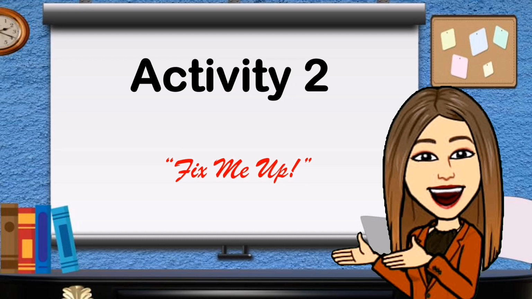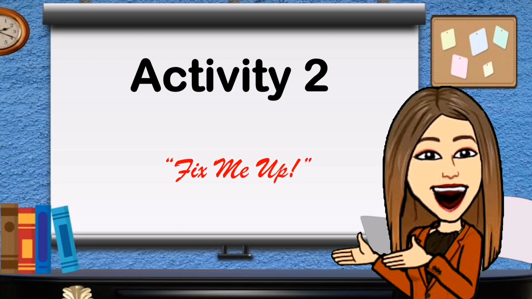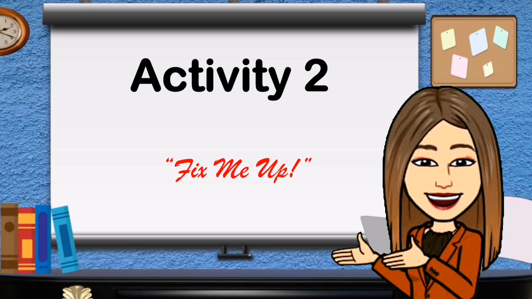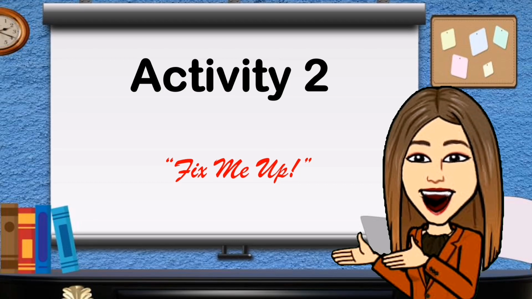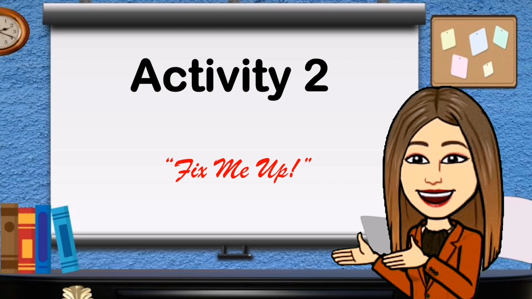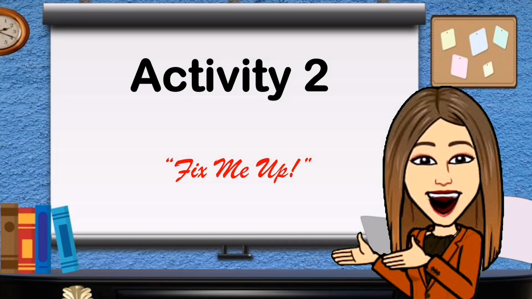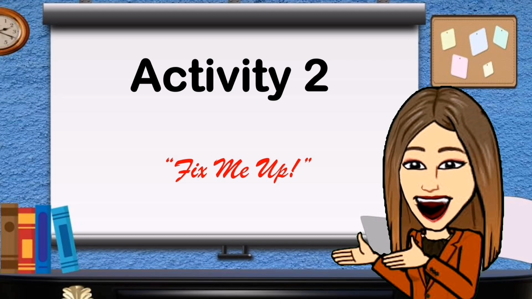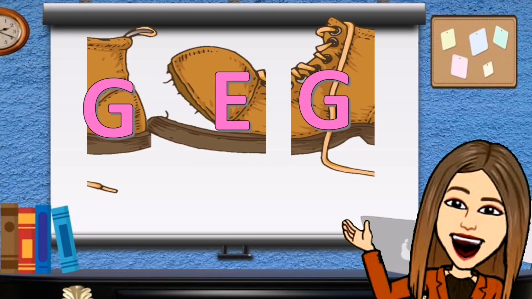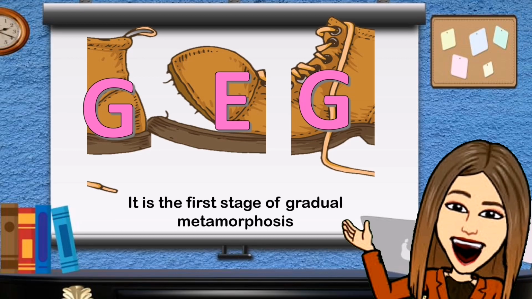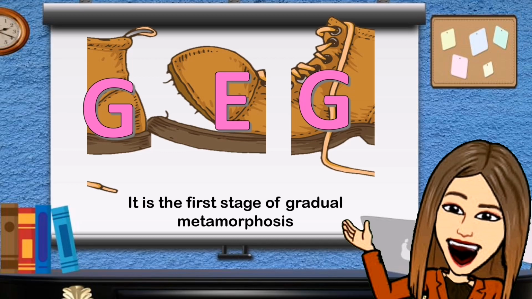Let's have our activity 2. This activity is called Fix Me Up. What you're going to do is to identify what is being asked or described by fixing the jumbled letters. You only have 10 seconds for each group of jumbled letters. Your time starts now. Number 1. It is the first stage of gradual metamorphosis. Fix the jumbled letters for only 10 seconds.